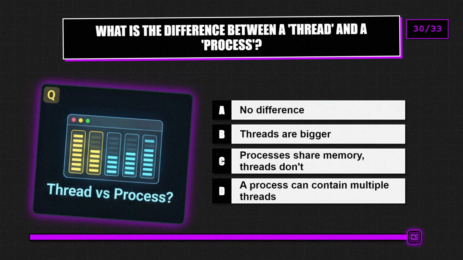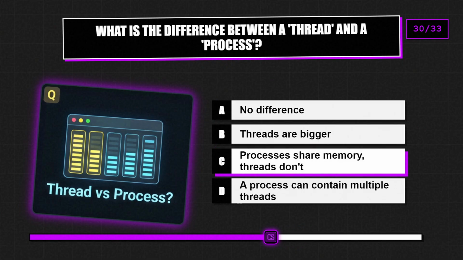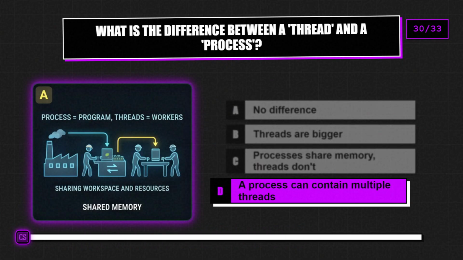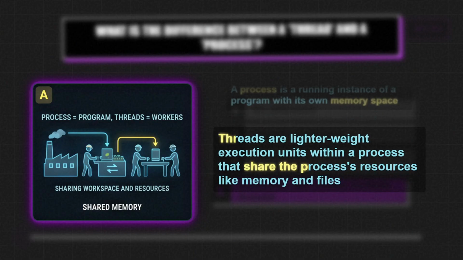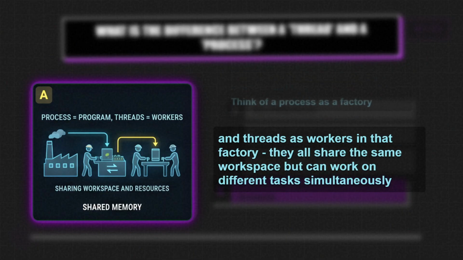What is the difference between a thread and a process? A process is a running instance of a program with its own memory space. Threads are lighter-weight execution units within a process that share the process's resources like memory and files. Think of a process as a factory and threads as workers in that factory. They all share the same workspace but can work on different tasks simultaneously.